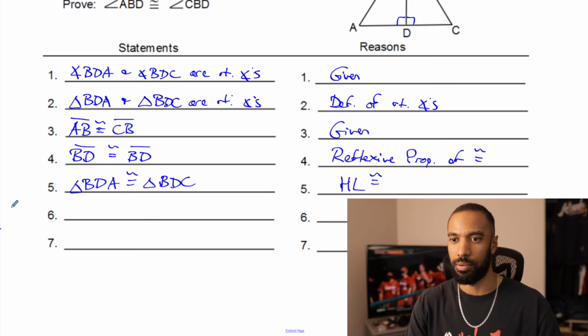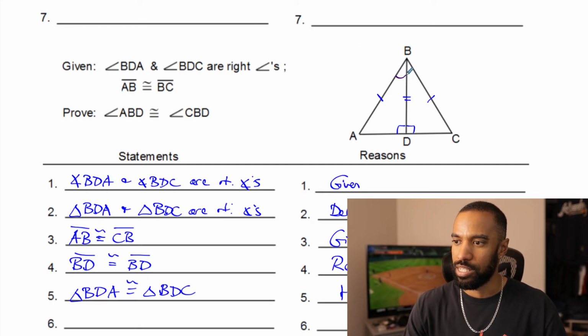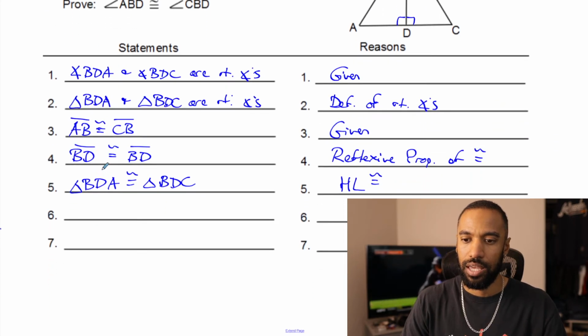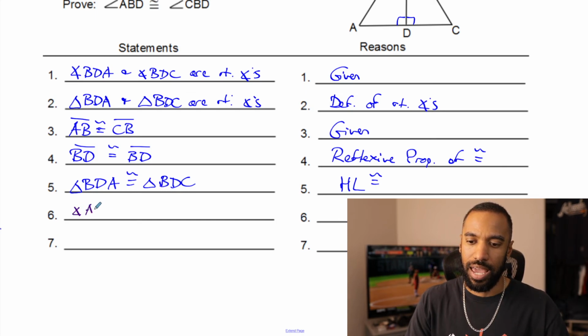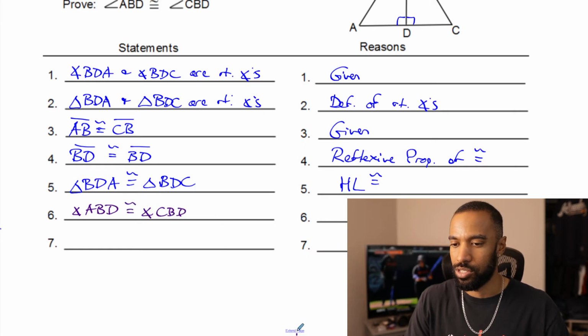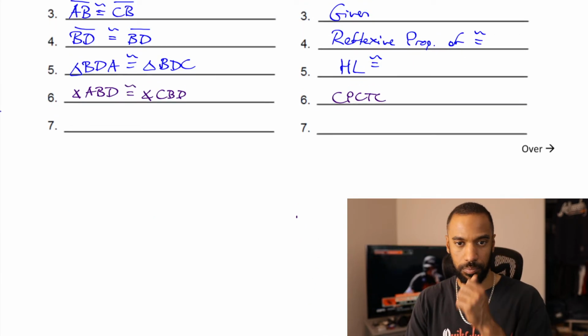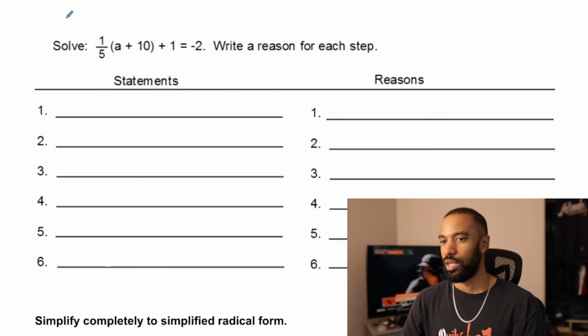HL, triangle congruence theorem. And therefore, ABD here is congruent to CBD by CPCTC. These are corresponding parts of these two congruent triangles. Notice they even say ABD and CBD, 3, 1, 2 and 3, 1, 3, 2. So angle ABD is congruent to angle CBD by CPCTC. Let me write that here. CPCTC. Okay. 6 steps. Don't need all 7 there. Okay. Moving on forward here.